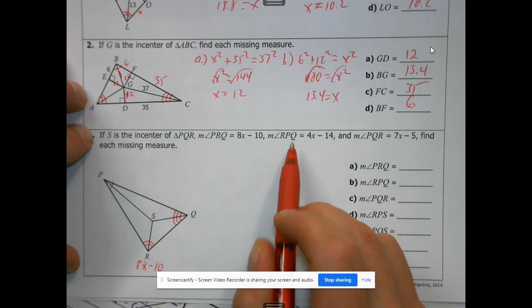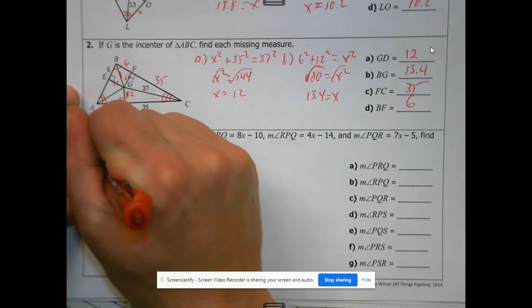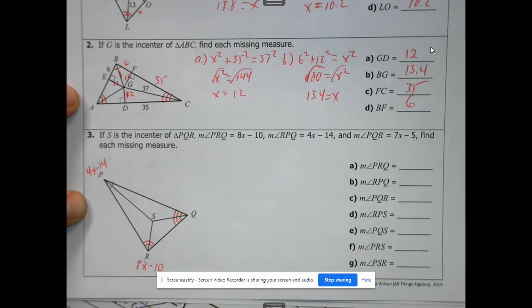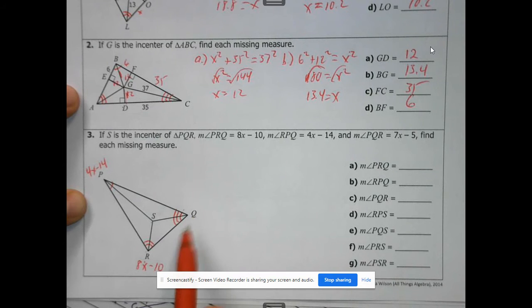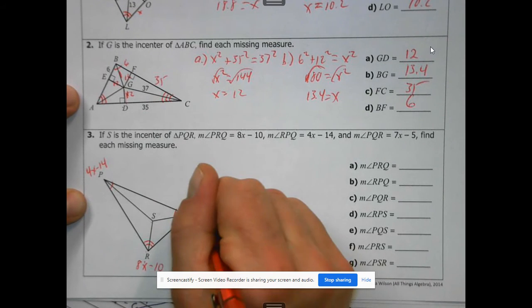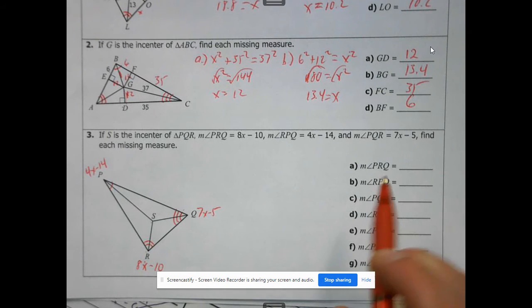Angle RPQ. So all of this is 4x minus 14. Angle PQR. So all of this is 7x minus 5. Let's just find each missing measure. Okay, we can do this. First one I want is angle PRQ.